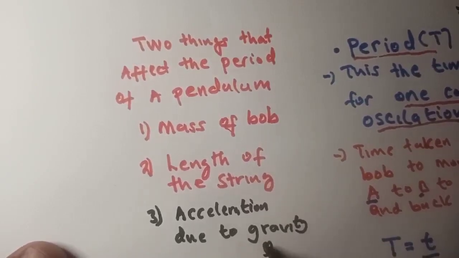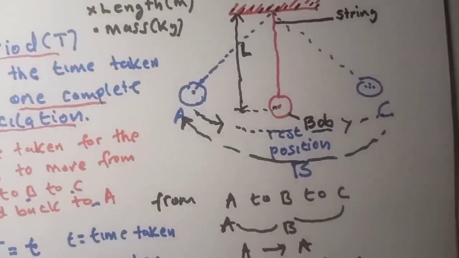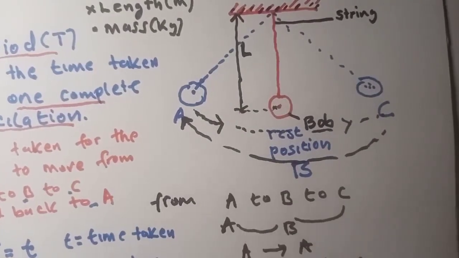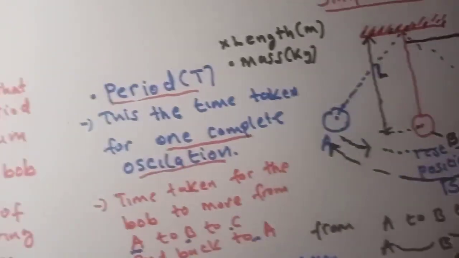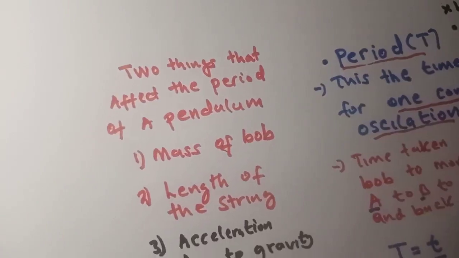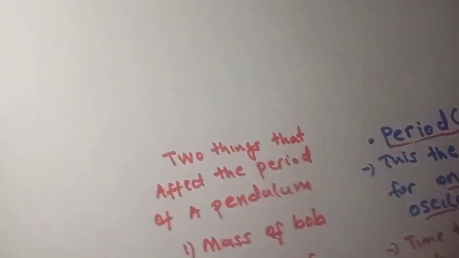Because for this bob to start swinging, to swing like this from A to C and back to B, it will depend on the gravity. So these are the 3 things that you need to know, and I will ask you a question on these 3 things that will affect the period of the pendulum. Okay, let's look at an example.